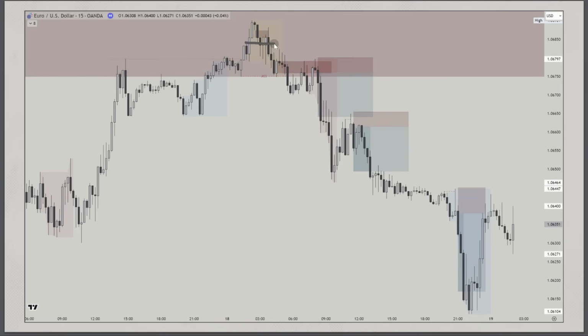We also created this IFVG, inverse fair value gap, and then we had that market structure shift. Now we started going lower. What happened here? In the New York session, the smart money reversal happened on London. We started going lower. We created this order block right here.